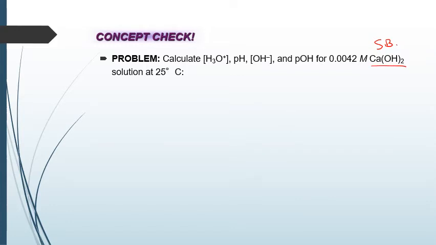So now I need to set up a dissociation equation for this solution. I start off with the Ca(OH)2. The significance of this is again the 2-to-1 ratio.